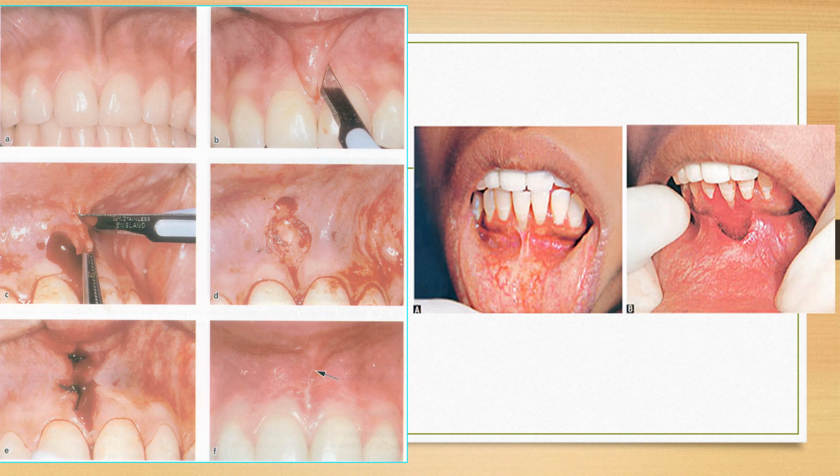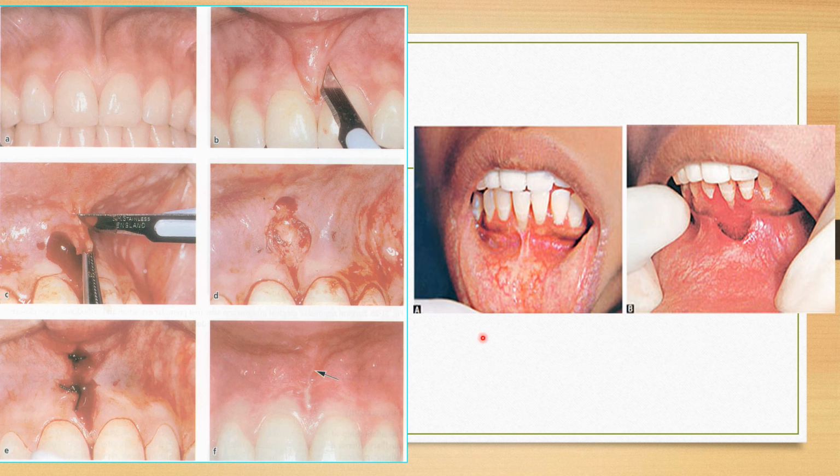You can see there are various techniques for frenectomy. This is the normal conventional technique. You can see this is the frenal attachment, a papillary attachment. You can hold it with tissue forceps, make incisions just above and below the holding forceps, and remove the tissue. Then you can approximate the area with sutures.